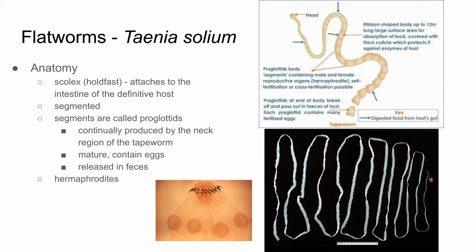They have a scolex. It talks about that being a head, but that's really called a scolex. This is a picture under the microscope of a Taenia scolex. And this attaches to the intestine of the definitive host. And so the definitive host is where the adult worms live and reproduce. So in the case of the pork tapeworm, you would be the definitive host because you're the host that they reproduce in.